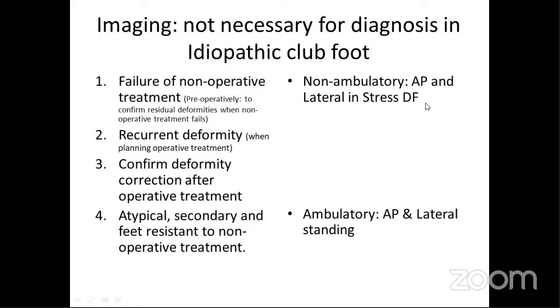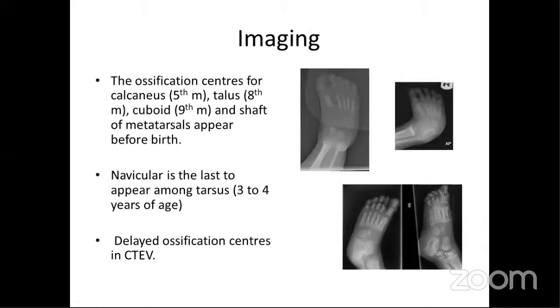In non-ambulatory children, you take an anteroposterior view and a lateral view in stress dorsiflexion. In an ambulatory child, you have to take an anteroposterior view and a lateral view in a standing position. Again, for an older child, you can take a step and make the child stand so that his foot height is comparable to the height of the X-ray.